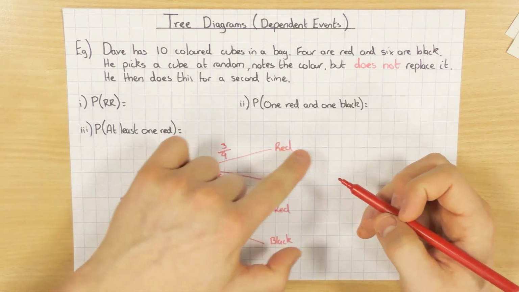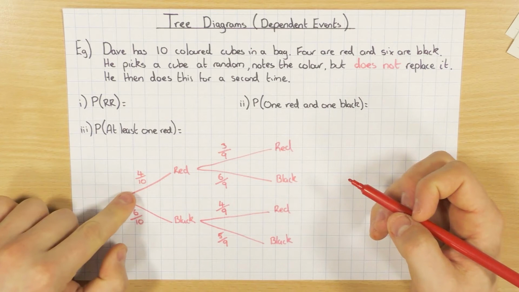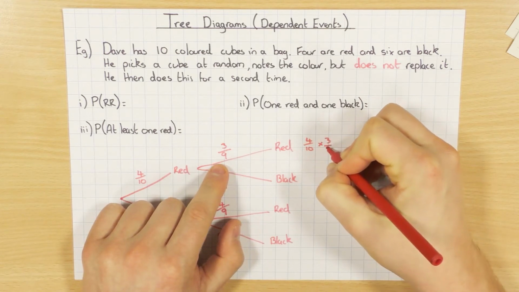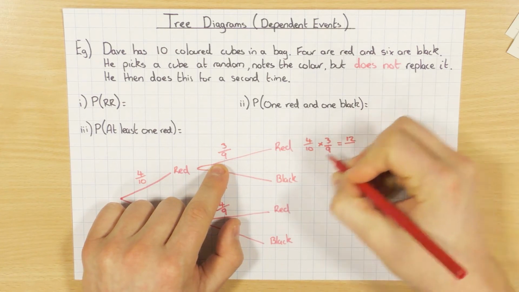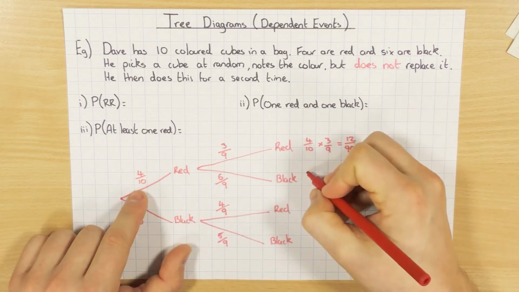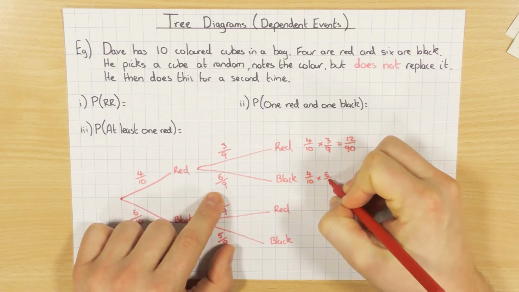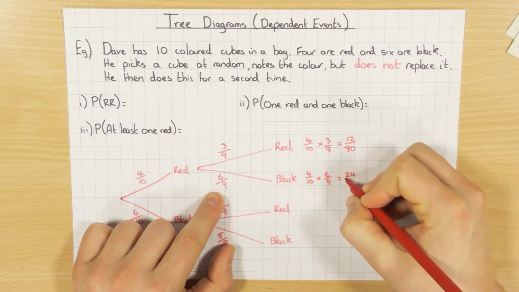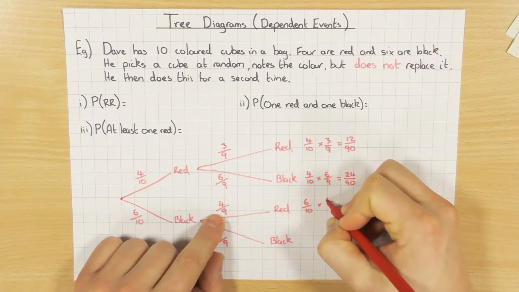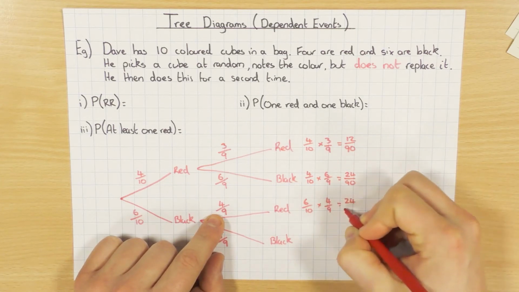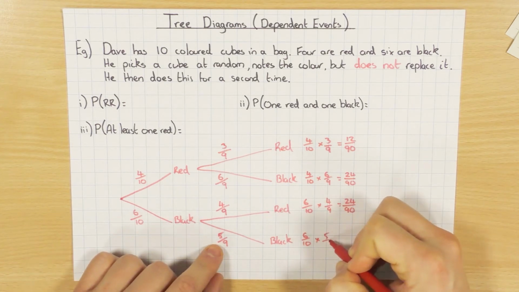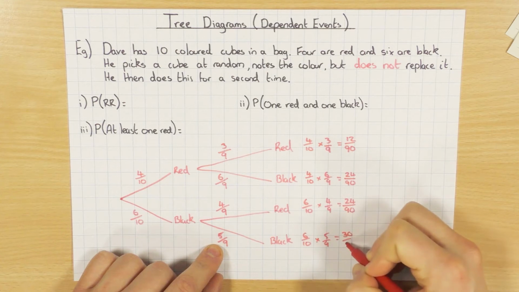Then it's the same to work out the 4 probabilities at the end of the tree diagram. So red red is 4/10. Remember, we multiply along the branches, so 4/10 times 3/9. 4 times 3 is 12, 10 times 9 is 90. Remember, when you're multiplying fractions, times the top, times the bottom. Red then black: 4/10 times 6/9. 4 times 6 is 24, 10 times 9 is 90. Then black red: 6/10 times 4/9. 6 4s are 24, 10 9s are 90. And last but not least, black black, where we've got 6/10 times 5/9, so 6 5s are 30, and again 10 9s are 90.